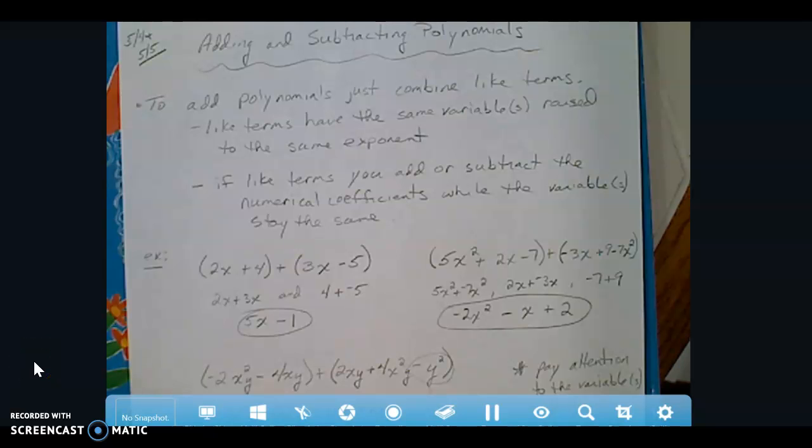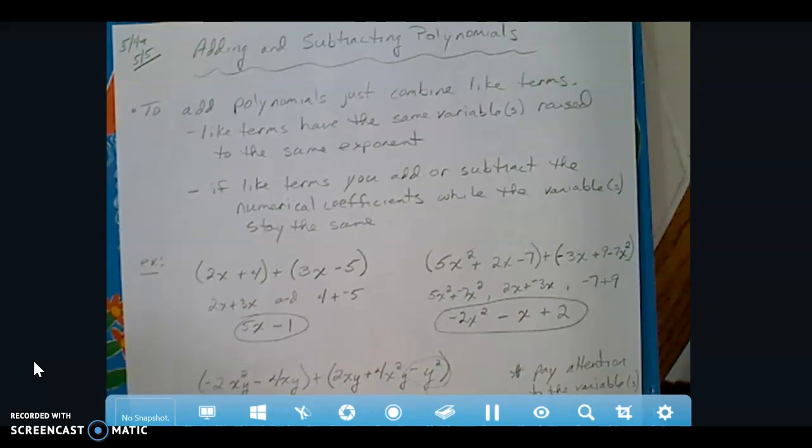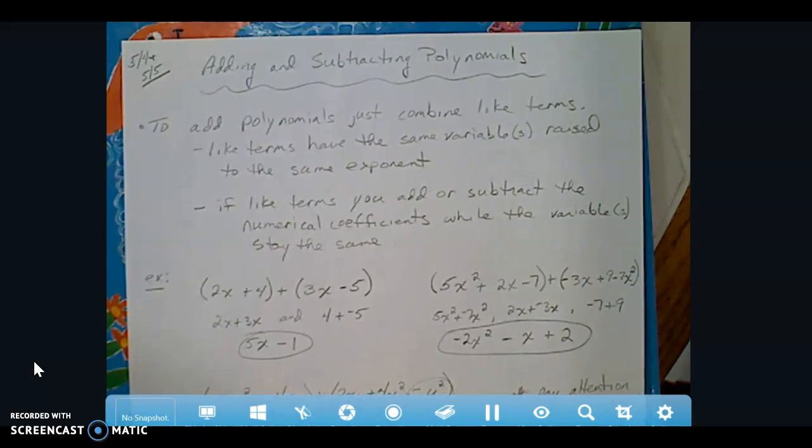Okay, so I'm going to talk to you a little bit about adding and subtracting and then multiplying polynomials here that you're going to be doing this week. First of all, just to make sure you understand, a polynomial just means that you have either a number or you have a variable or you have numbers and variables together. So it could be the number 2, or it could be 2x, or it could be 2x squared.